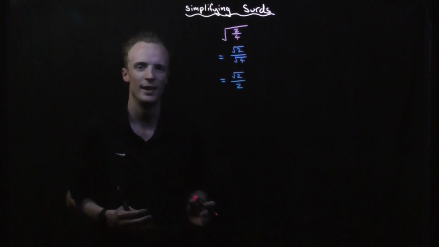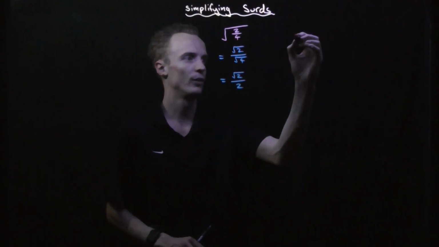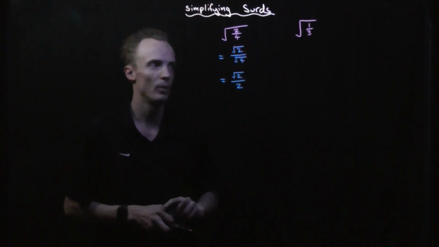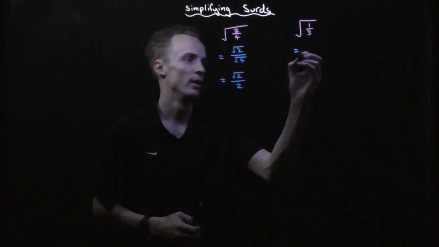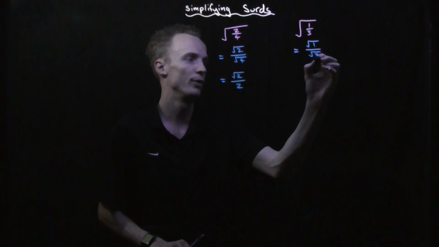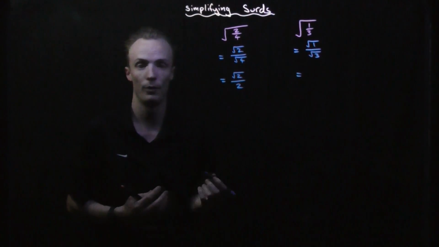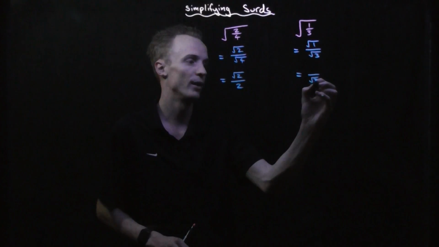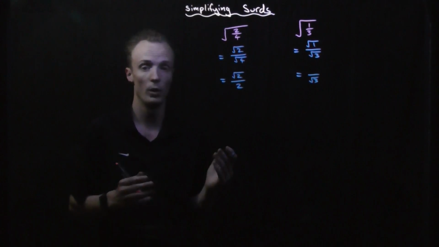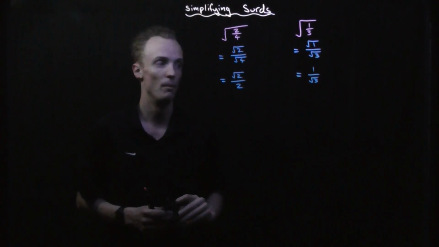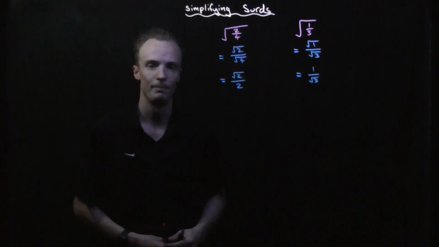Let's try it again. What if we had the square root of a third? Well, we can break this problem up to be equal to the square root of 1 divided by the square root of 3. Now, the square root of 3 is going to be an irrational number, so the bottom part of this fraction stays as root 3. However, the square root of 1 is 1. So this is equal to, in simplest form, 1 on root 3.